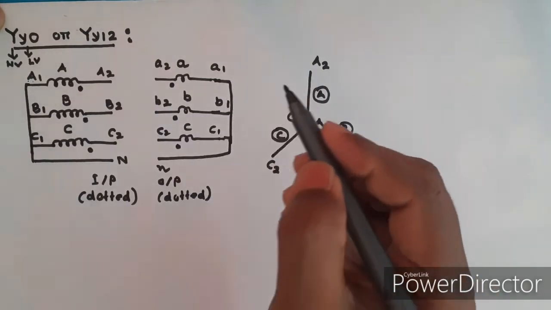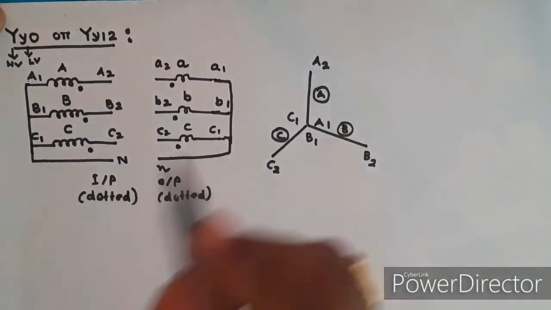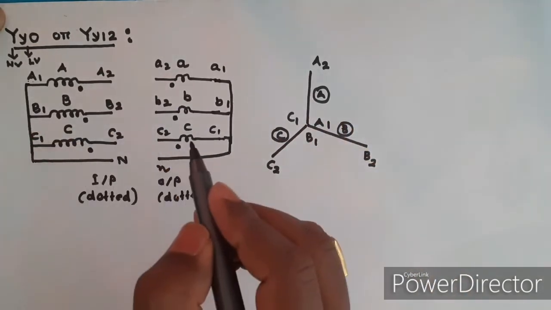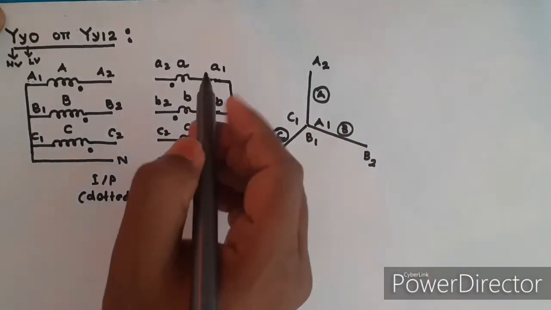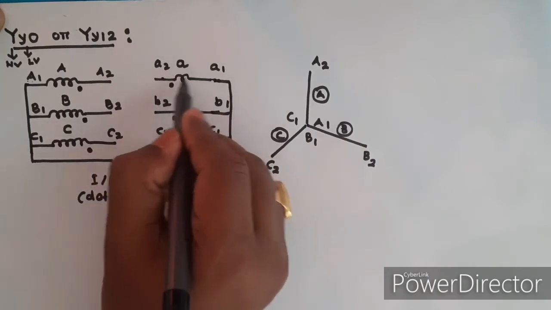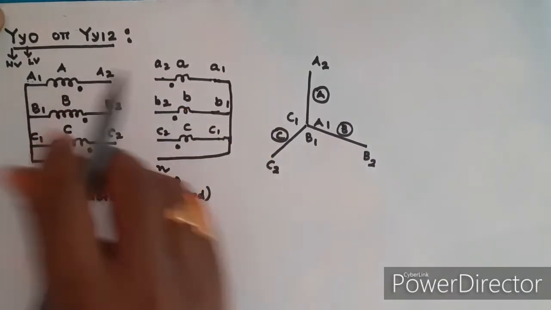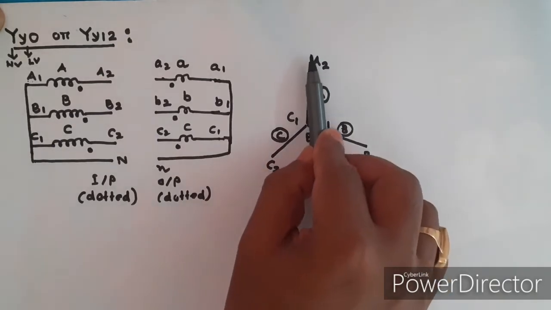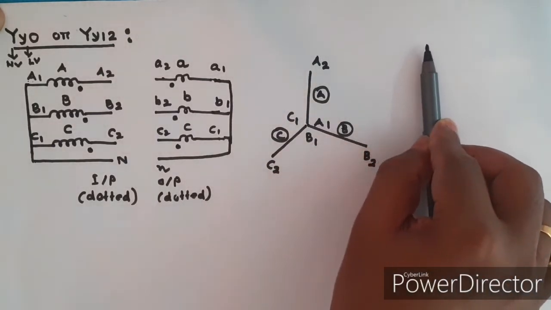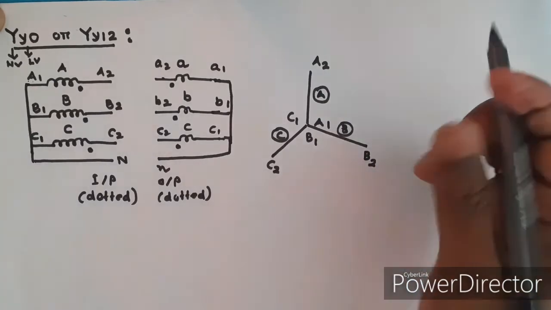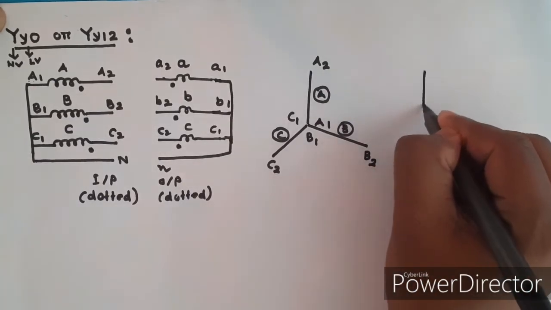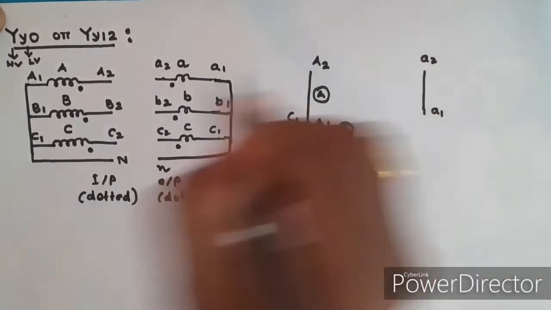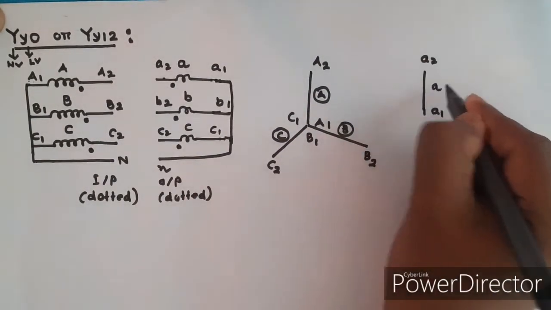The LV phase voltage is exactly parallel to the HV phase voltage. Here A1, A2 will be exactly parallel to A1, A2. Therefore, this is your high voltage A1, A2, and this low voltage A1, A2 will be exactly parallel. So I draw this as A1, A2, A phase.